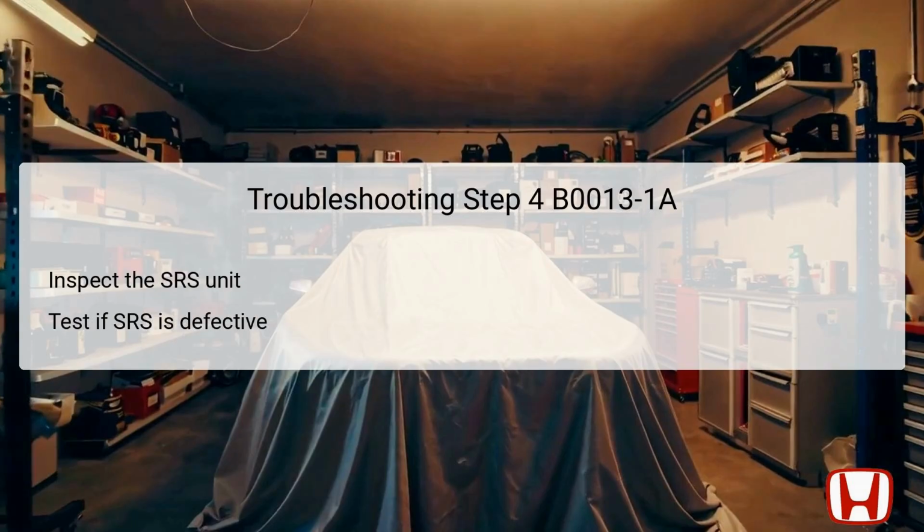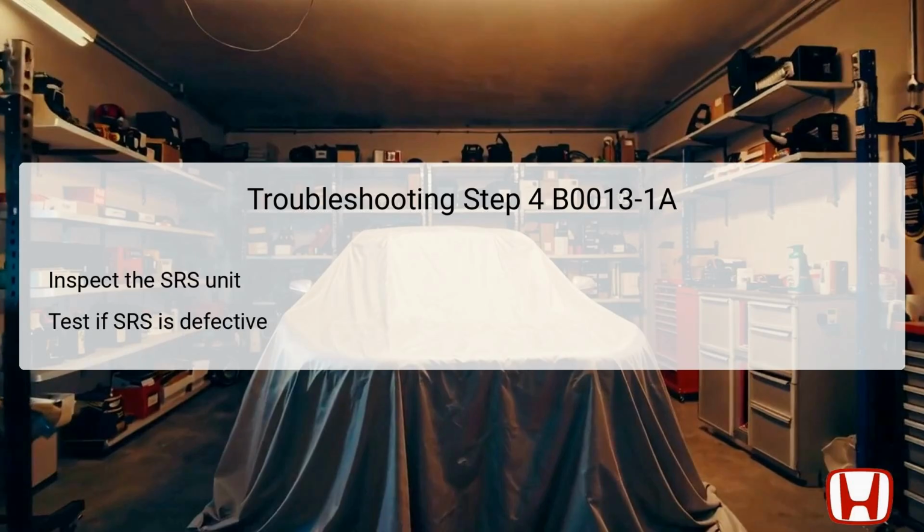In the fourth step of troubleshooting DTC B0013-1A, the focus shifts to inspecting the SRS unit itself. If the previous inspections indicate normal conditions for the knee airbag and wiring, then the SRS unit likely requires scrutiny. This unit serves as the central hub for all airbag-related communications and ensures correct deployment during a crash.